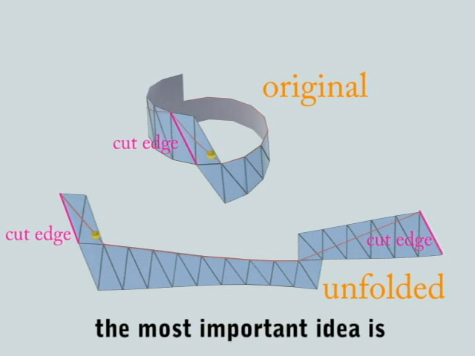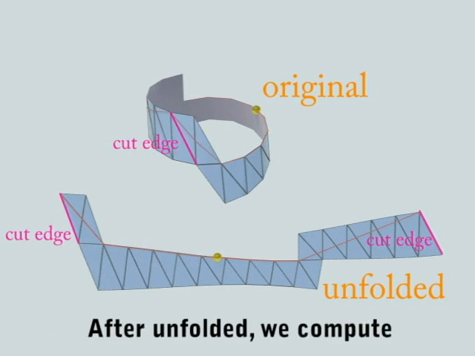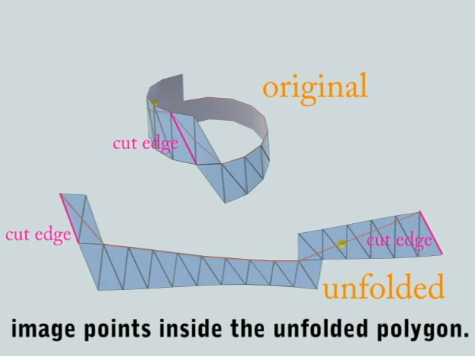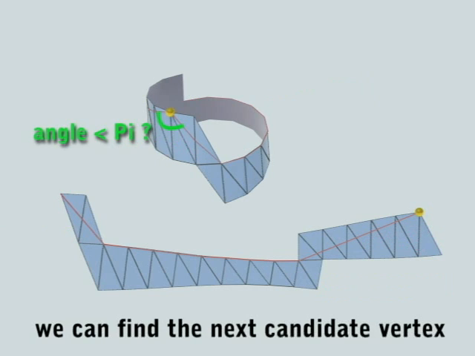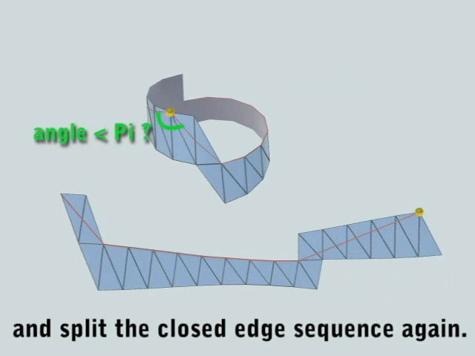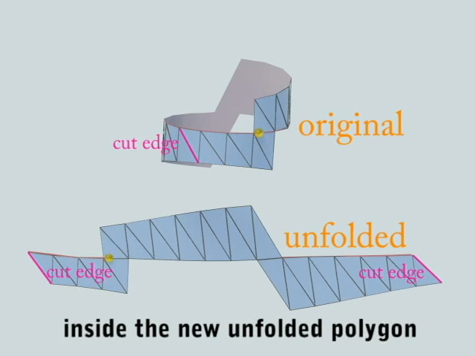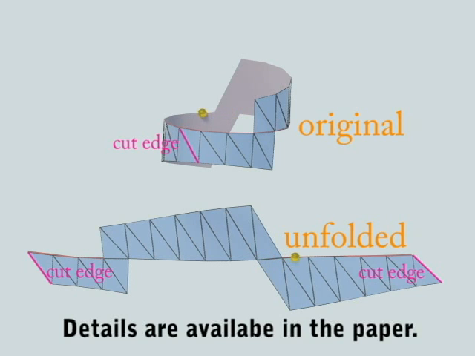We begin with computing the shortest loop restricted on a closed edge sequence. For this purpose, the most important idea is to split it into an open edge sequence at a certain vertex v. After unfolded, we compute the shortest path between its two image points inside the unfolded polygon. If the angle at v is less than pi, we can find the next candidate vertex and split the closed edge sequence again. Then we compute the shortest path inside the new unfolded polygon in the same way. Details are available in our paper.